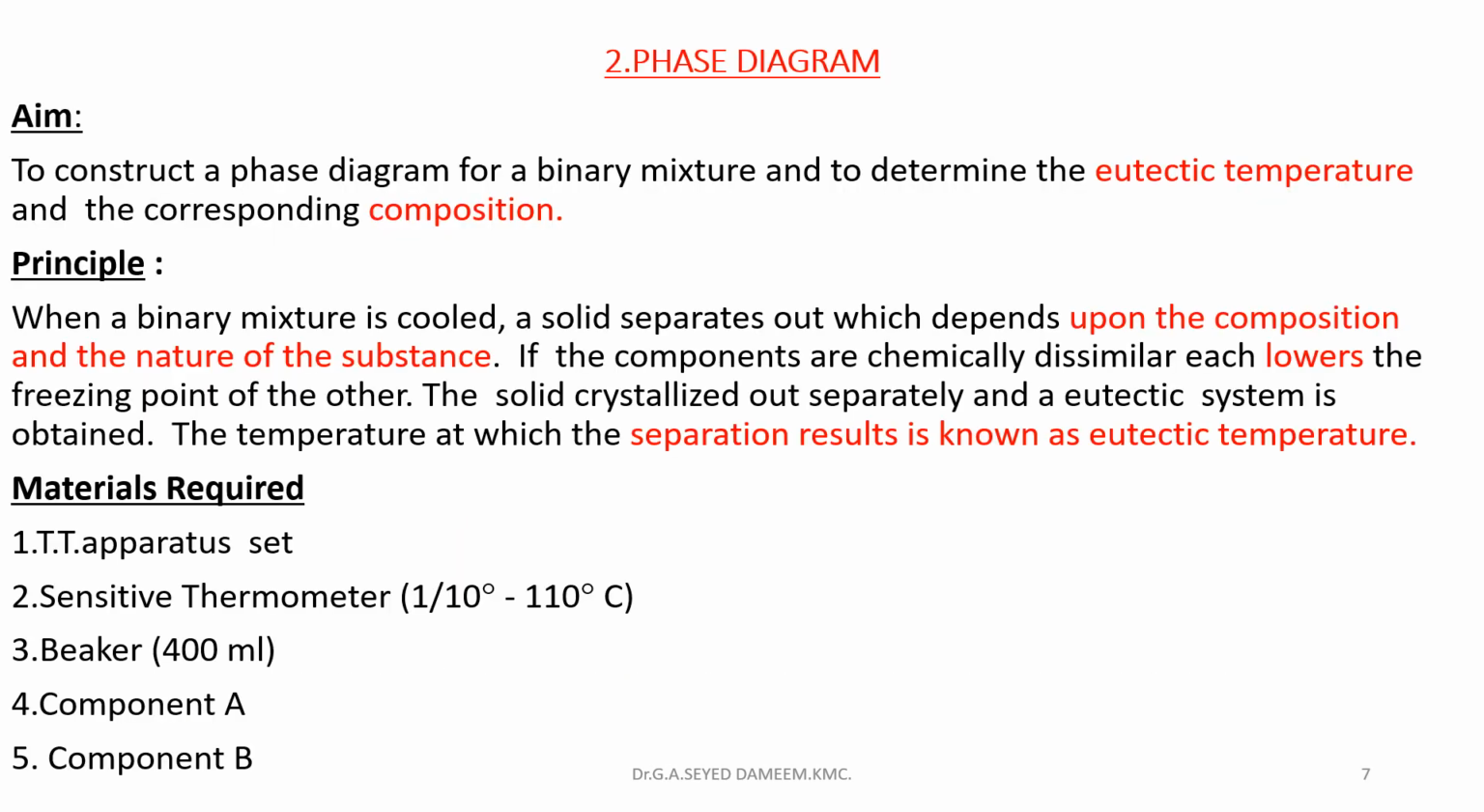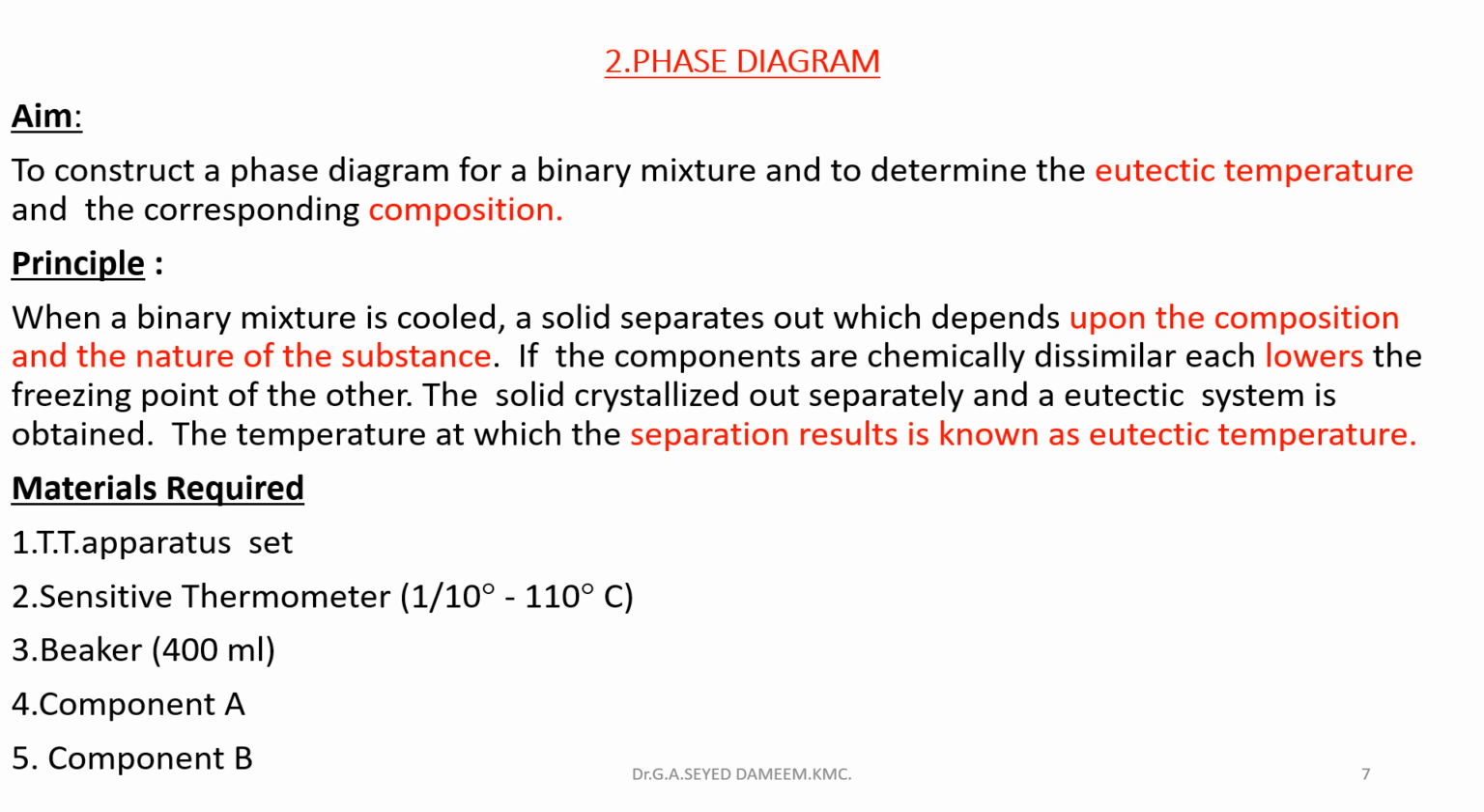The next experiment is the phase diagram experiment. The aim of the experiment is to construct a phase diagram for a binary mixture and to determine the eutectic temperature and the corresponding composition. Now a phase diagram is a diagram which shows phase changes during temperature changes. Now the principle of this experiment: when a binary mixture, which contains two components, is cooled, a solid separates out, which depends upon the composition and nature of the substance.